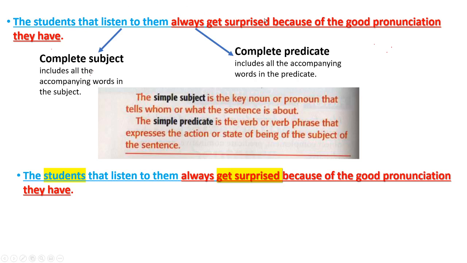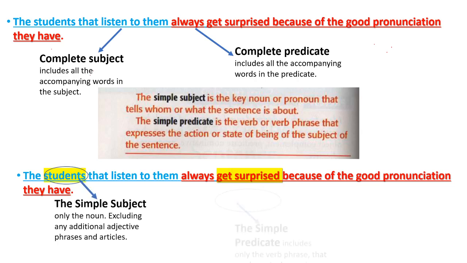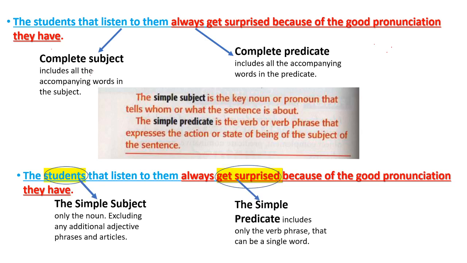In the predicate, we have a simple predicate when we use the keyword here, which is a verb. So the verb is "get surprised." Okay, that is the keyword here. A complete subject is the whole thing in blue, and a complete predicate is the whole thing in red. But again, if you want to talk about the simple subject, then students. The simple predicate is "get surprised."